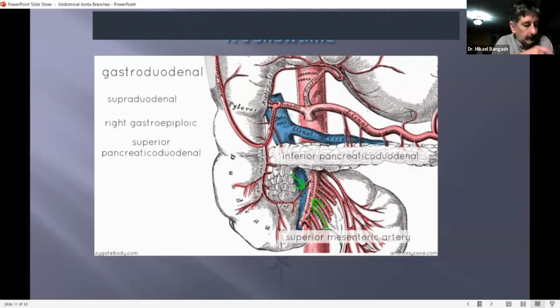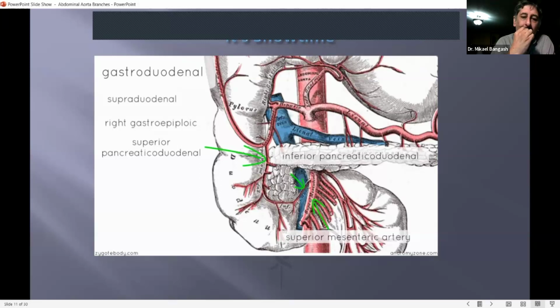Like we've seen all these anastomosing vessels, we've seen the left gastric anastomosing with the right gastric on the lesser curvature of the stomach. We've seen the left gastroepiploic and the right gastroepiploic anastomosing on the greater curvature of the stomach. And now we're seeing an anastomosis between the superior pancreatico-duodenal artery and the inferior pancreatico-duodenal artery.